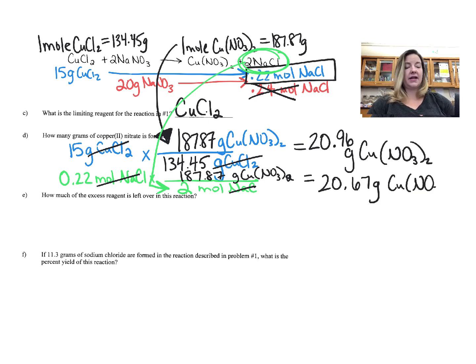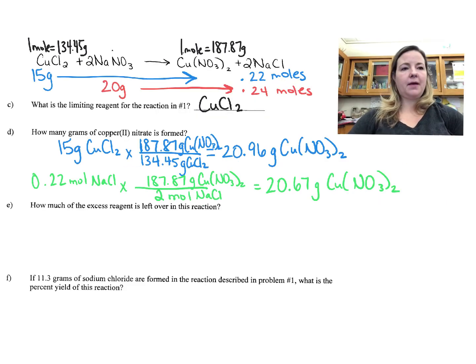It's okay that they're slightly different from each other. You can see they are very close to each other, right around 20 to 21 grams of copper nitrate are going to be formed. The last part of this problem asks us to figure out how much of the excess reagent is left over in the reaction.